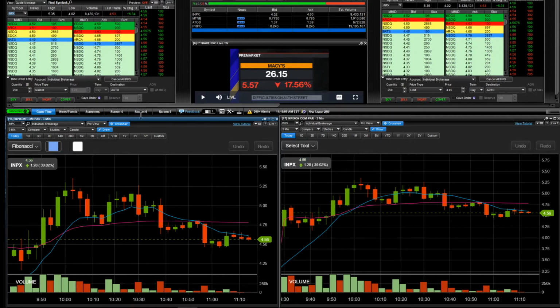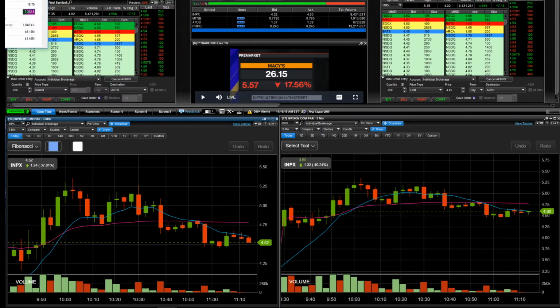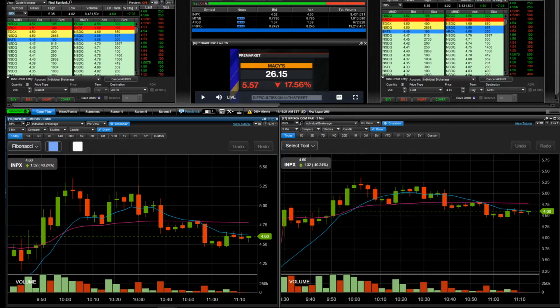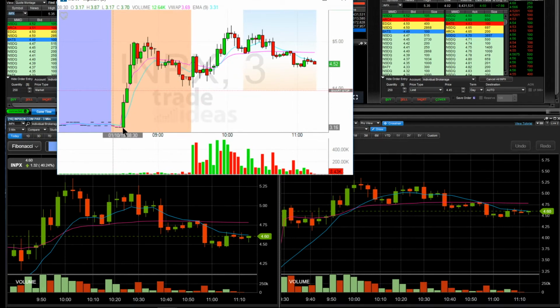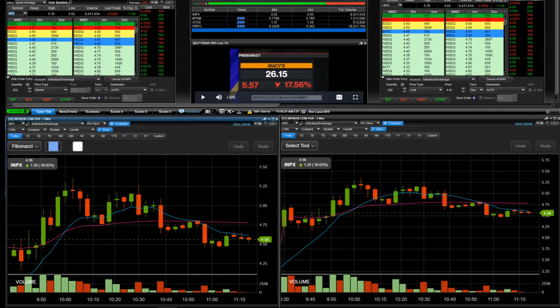INPX is such a low float stock, 1.2 million in float. And that usually just flies. This stock would just fly. Even in pre-market, check out this move, from 316 all the way to $5. That's in pre-market. That's a very big move. There's a lot of money to be made there. So it just shows you that these resistance lines are holding up.